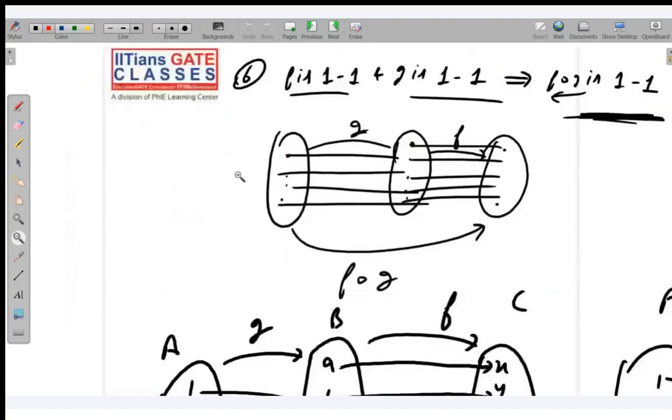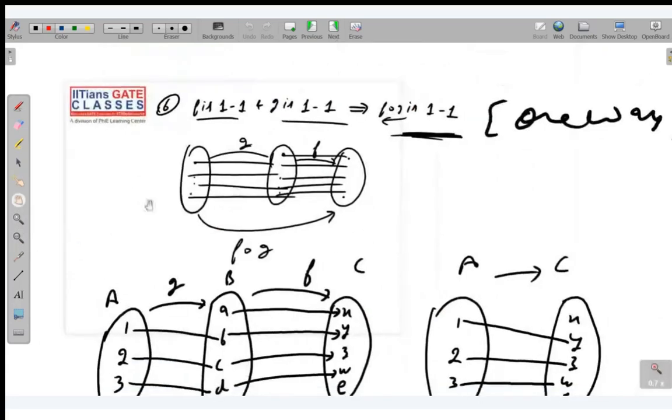Next, what we have discussed is, if f is 1-1 and g is also 1-1, then f o g is 1-1, and this is a one-way theorem. I have told you clearly in the previous lecture itself, and I have given you the proof also. When f and g are both 1-1, then f o g was 1-1.